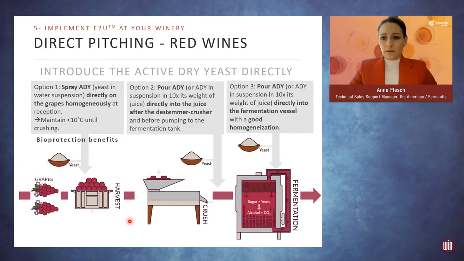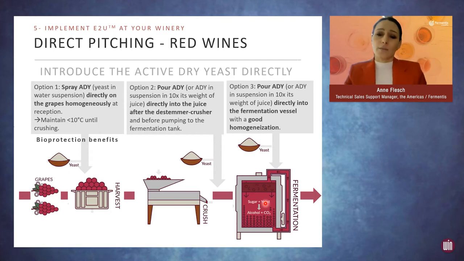So first slide here is for red wine process. You can introduce the active dry yeast directly at different stages. You have the red winemaking process, very simplified. The most common option would be option three, where you pour directly the active dry yeast, the right quantity, into the fermentation vessel once your tank is full. And what's important is to do a nice homogenization really quickly. Alternatively, you can also take a little bit of juice, put the yeast in, do a nice gentle homogenization and pour it immediately on the must and homogenize.